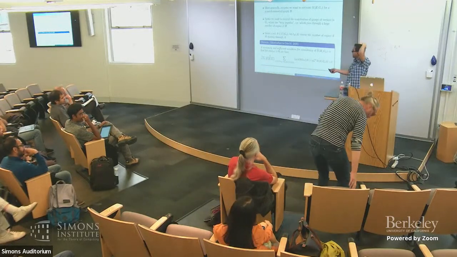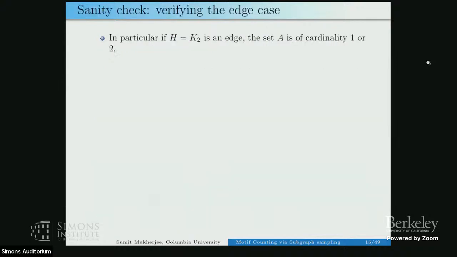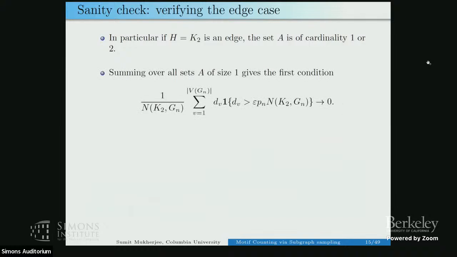Okay, so let's try and explain why this gives you exactly what we got in the edge case. Now, the way to get the edge case is to consider sizes of A which are 1 and 2 separately. That's it. That will give you the two conditions, right? Because for the edge case, V(H) is 2. So the cardinality is 1 or 2. And therefore, if you look at sets A of size 1, then T_H(A) is exactly the degree. So you get back this condition again, with a limit which is missing. So I apologize for that.